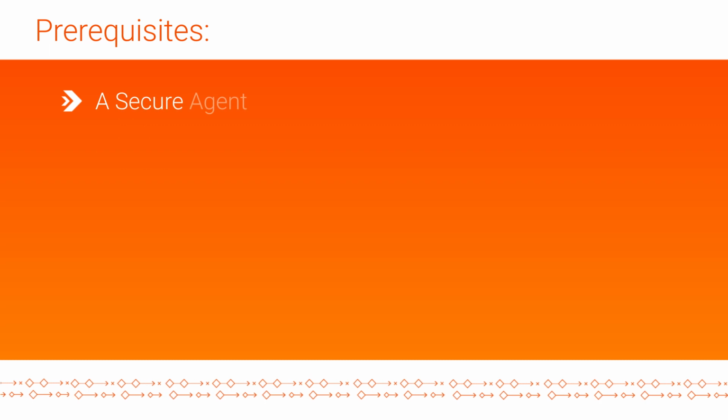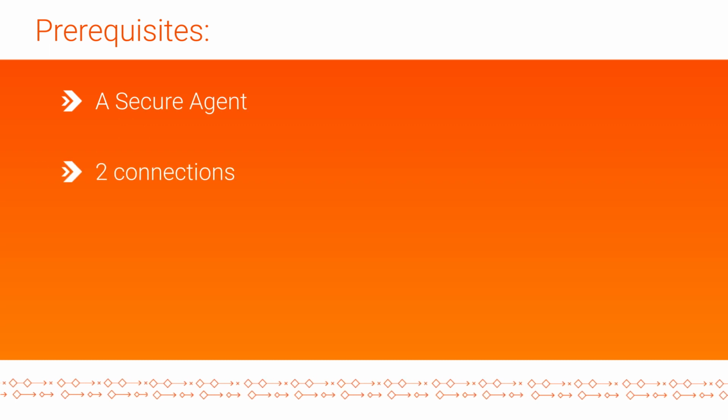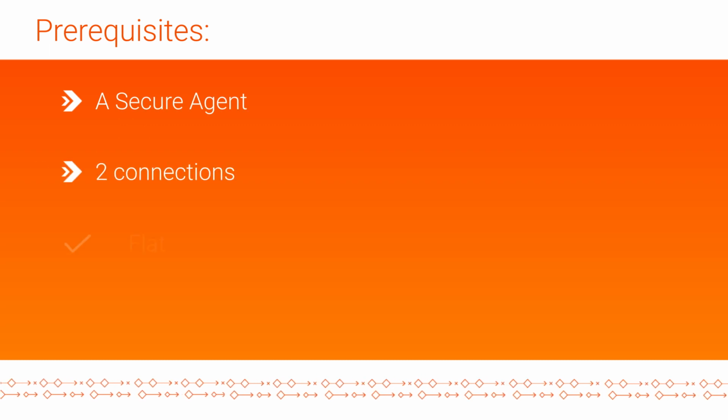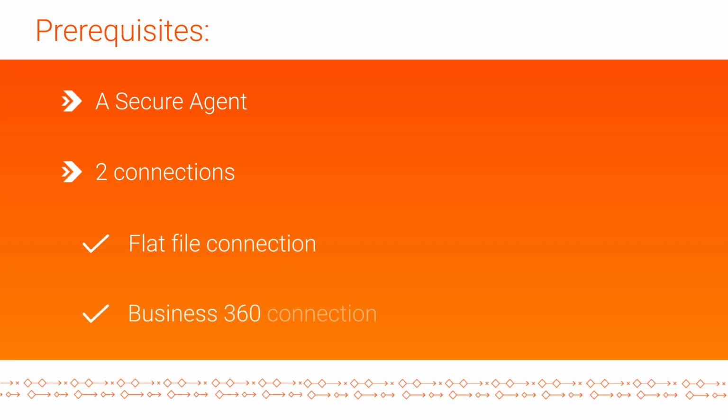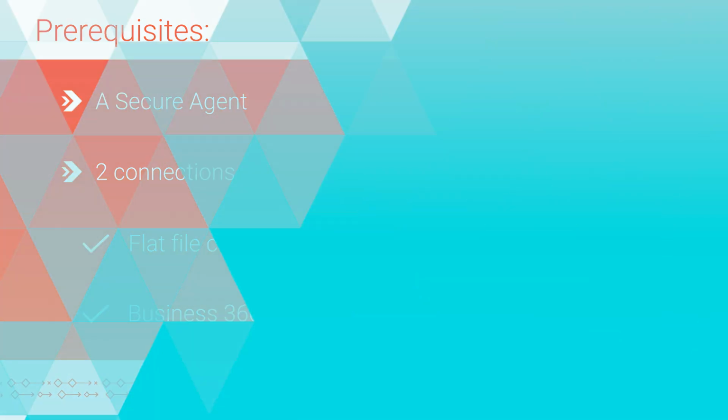Let's begin. In order to complete the onboarding process, also known as import, you'll need to have a secure agent and 2 connections already configured. For this demo, we have a flat file and a Business 360 connection already configured.